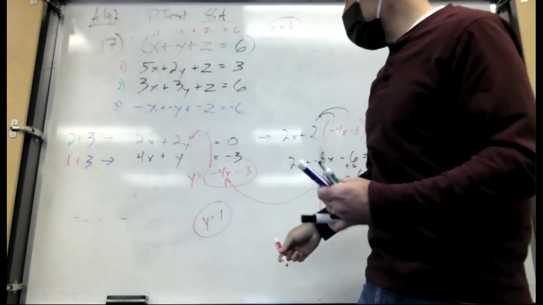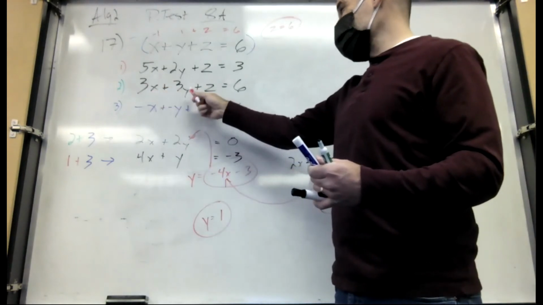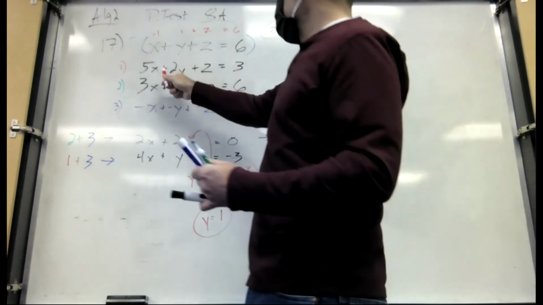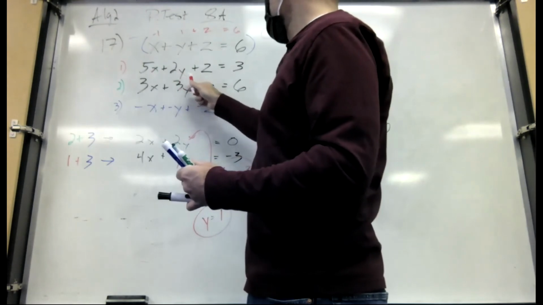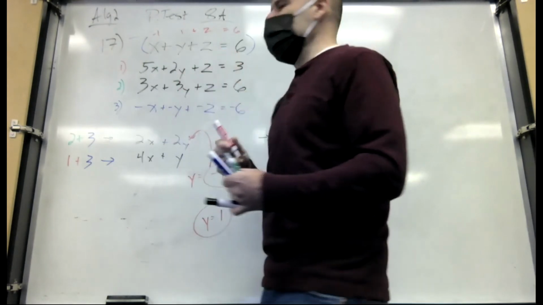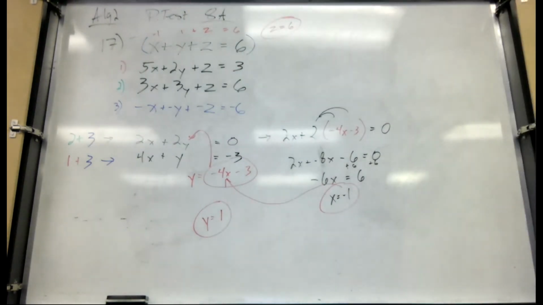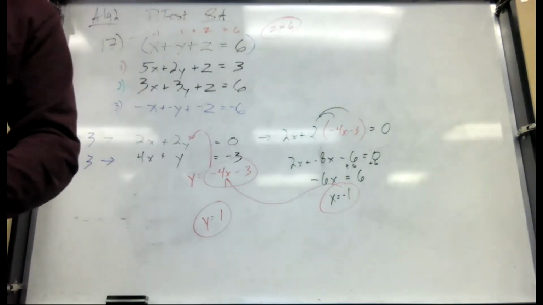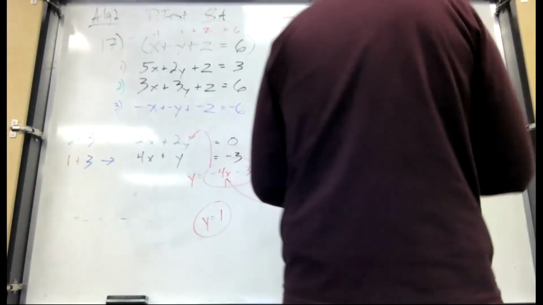Let's make sure it works in everything else. X equals negative 1, so negative 3 plus positive 3 is 0, plus 6 is 6. Let's make sure it works here. Negative 5 plus 2 is negative 3, plus positive 6 is positive 3. It works. Okay? That was nice, but it took a while. So if you can get one of those variables, then you can substitute it in and figure out the rest.